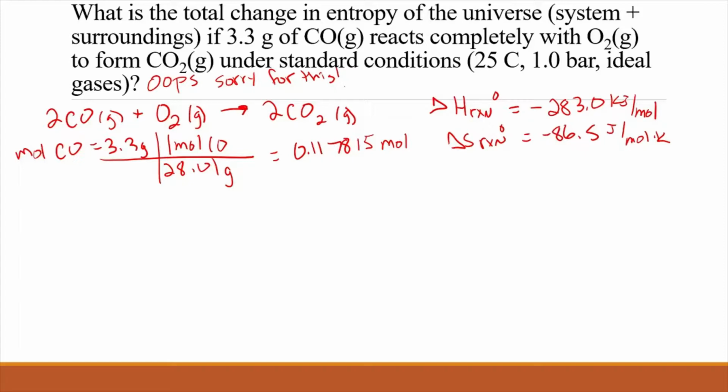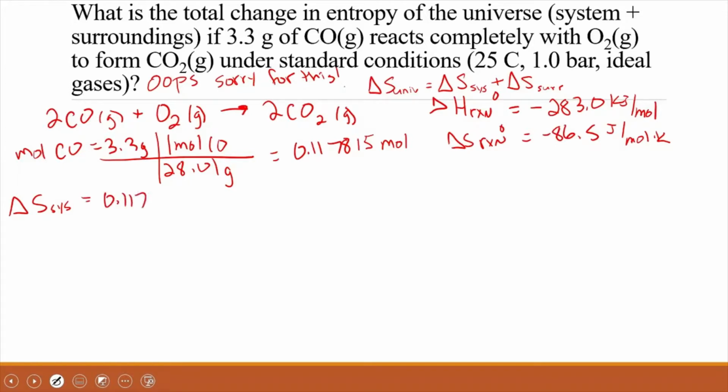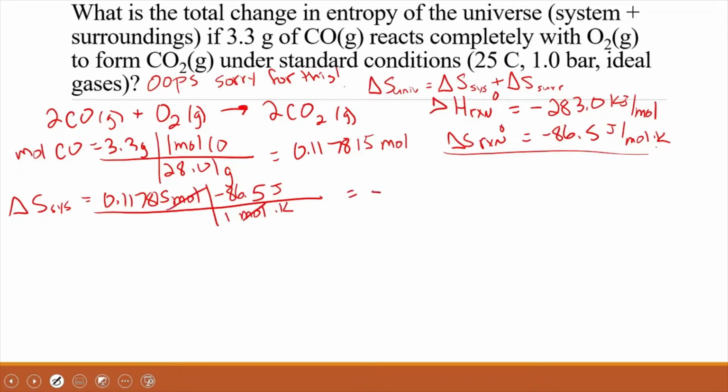So we also know that the delta S of the universe is equal to delta S of the system plus delta S of your surroundings. So let's go ahead and find delta S for our system. That is going to equal our moles. We have 0.117815 moles that are reacting, and then we have the delta S for the reaction, so times negative 86.5 joules for every 1 mole Kelvin. Moles cancel. And so then that gives us negative 10.19 joules per Kelvin.